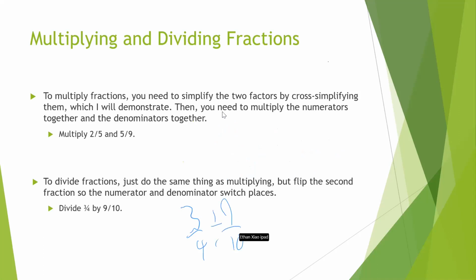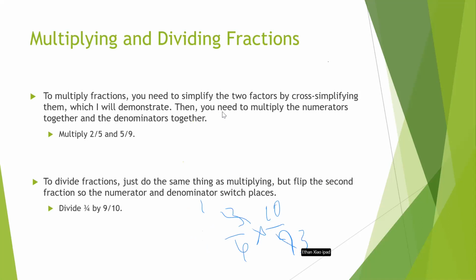What we do now is flip the second fraction, which means we swap the places of the numerator and the denominator. So what we get out of that is 3/4 times 10/9. Now we can do cross simplifying. First, we're going to look at 3 and 9. They share a factor of 3, which means I'm going to divide them both by 3. So I cross this out, replace it with 1. Then I cross this out and replace it with 3.